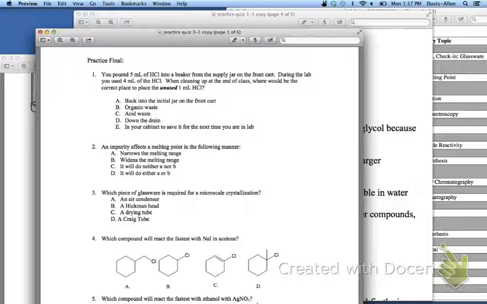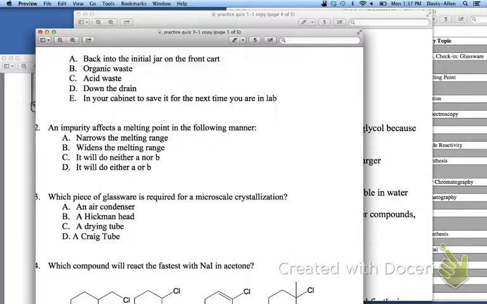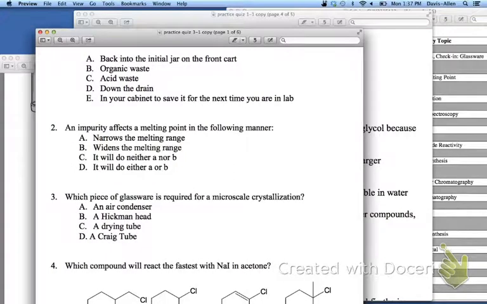Practice quiz 3, question 3. Which piece of glassware is required for a microscale crystallization? That comes back to being in the lab and asking questions about glassware, which I won't ask. This question I absolutely would not ask, because what's the answer for question 3 in this case? Anybody know? Craig tube. Did any of you use the Craig tube for your recrystallization? No. It's an alternate procedure that you guys don't do because it's a pain.